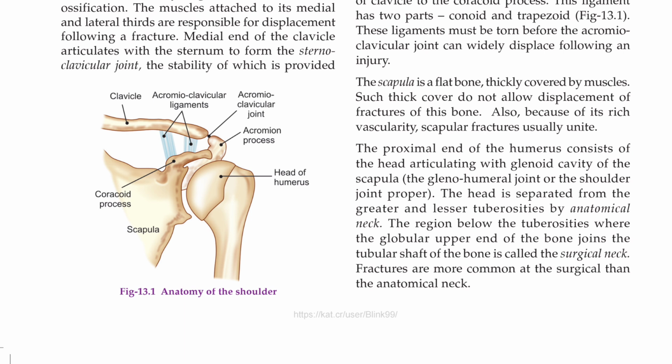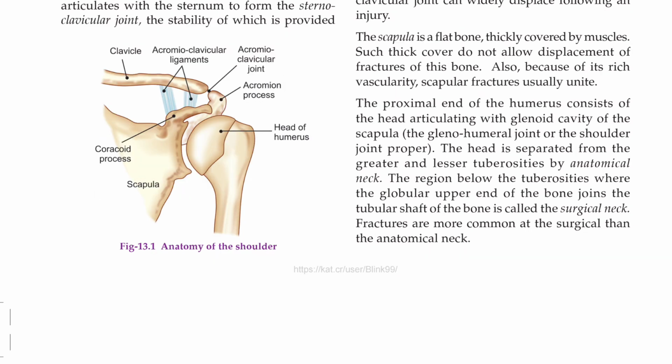The region below the tuberosity, where the globular upper end of the bone joins the tubular shaft, is called the surgical neck. Fractures are more common at the surgical neck than the anatomical neck.